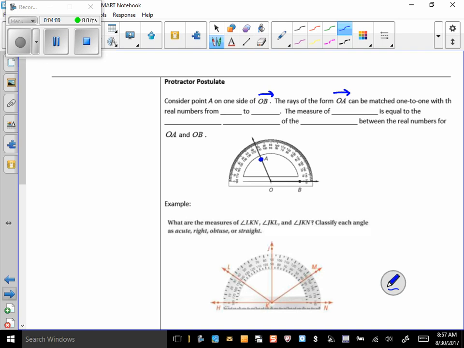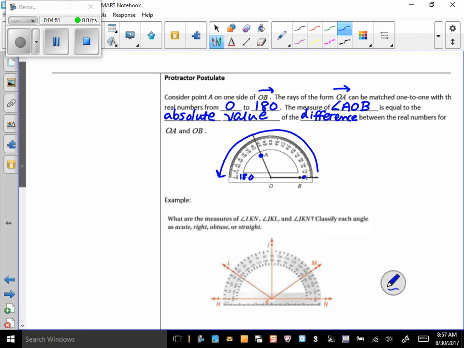So consider point A on one side of OB. The rays of the form OA can be matched 1-to-1 with the real numbers from 0 to 180. And if you look at your protractor here, you see here is 0, and it goes all the way around to 180 on this other side. So we can use that to measure angle AOB. And the measure of AOB is equal to the absolute value. Remember, we used something like this when we measured segments. The absolute value of the difference between the real numbers.